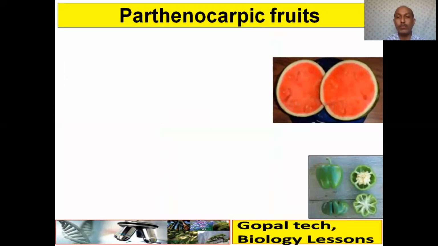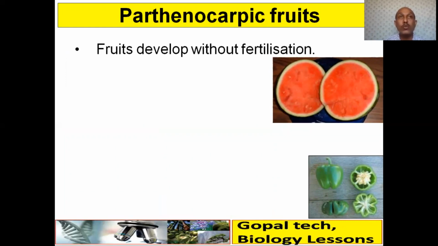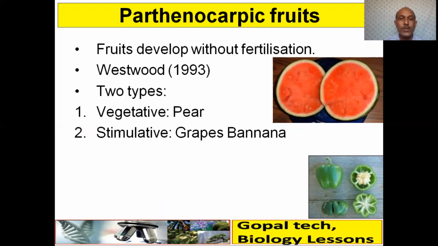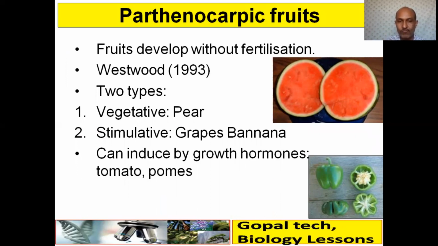Now parthenocarpic fruit. See this watermelon and shimla mirchi. Fruits develop without fertilization. जब फर्टिलाइजेशन नहीं होगा, no seed. Okay, it was first discovered by Westwood in 1993. There are two types of parthenocarpic: vegetative, that is pear, and stimulative, that is grapes and banana. And by giving growth hormones, you can make them become parthenocarpic fruit. Tomato या pomes, fruits which do not have seed. So seedless fruits are generally developed from the parthenocarpic process.